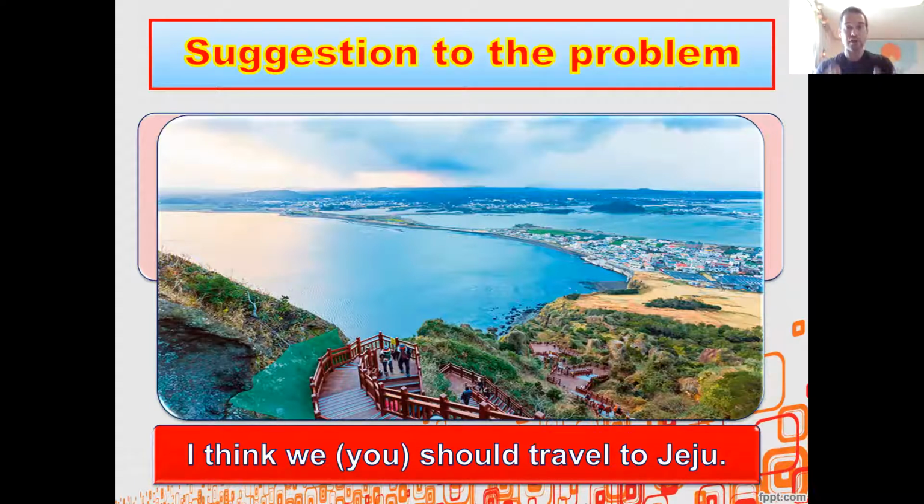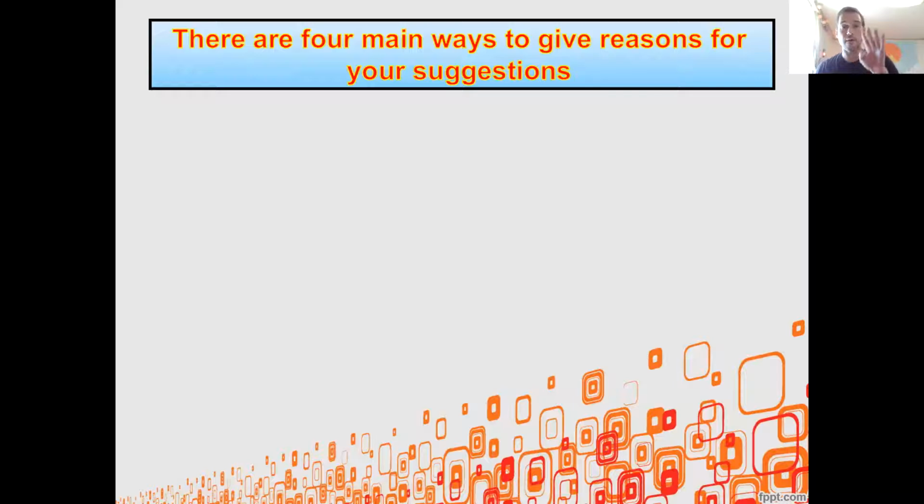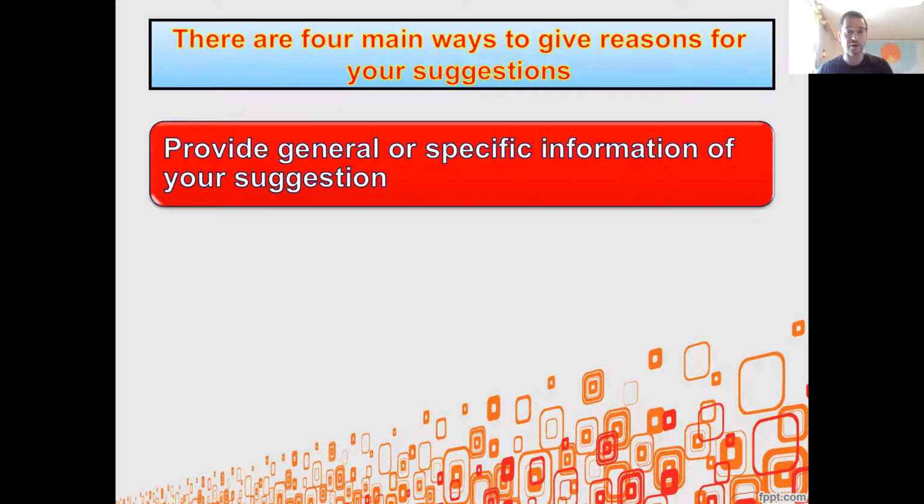I gave a suggestion, but when I'm having a conversation, I need to support my suggestion. I need to give a reason to the person I'm talking to why my suggestion is good. That's what this homework is about. So there are 4 main ways to give reasons for your suggestions, to explain why your suggestions are good.